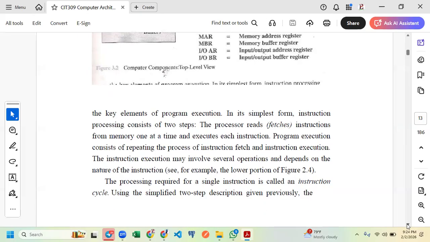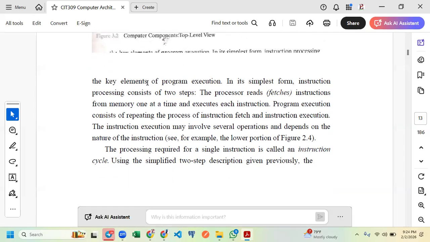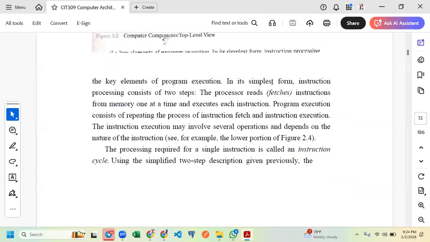So let's read on. The key elements of program execution, in its simplest form. We are talking of this diagram now. Instruction processing consists of two steps. The processor reads, which means fetches, instructions from memory, one at a time, and executes each instruction. Another word for read is fetch.